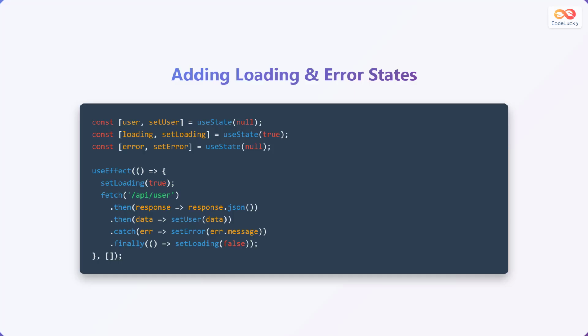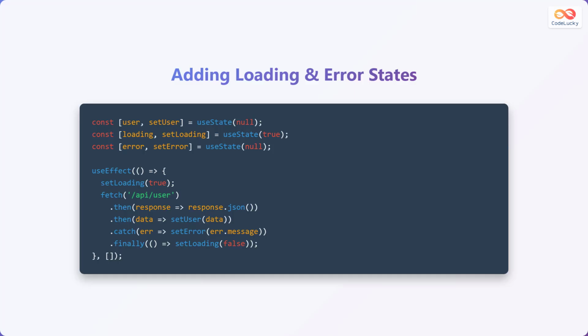To improve our API calls, let's add loading and error states. First, initialize a state variable called user using the useState hook with an initial value of null. Next, create a loading state variable and set its initial value to true. Then, create an error state variable and set its initial value to null. Inside the useEffect, set loading to true before the fetch request.